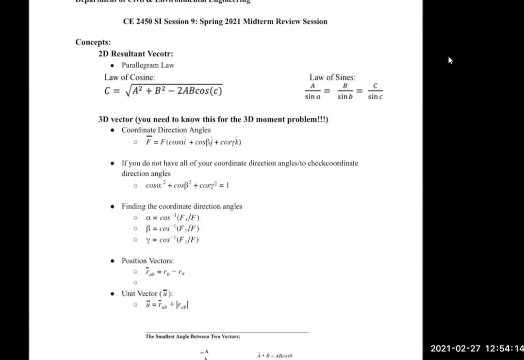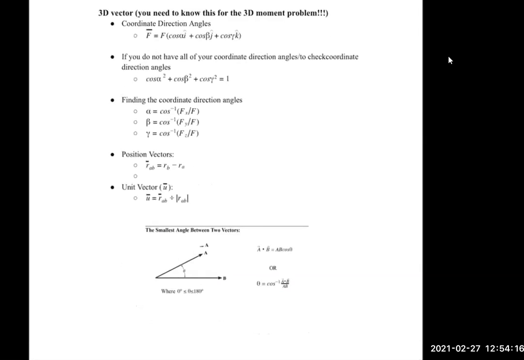The last little thing about 3D vectors is the smallest angle between two vectors. Like I said in the previous one, if you want to find the smallest angle between two vectors, simply take the cosine inverse of this vector dotted with this vector, both in Cartesian vector form, divided by the product of the magnitudes of the Cartesian vectors.